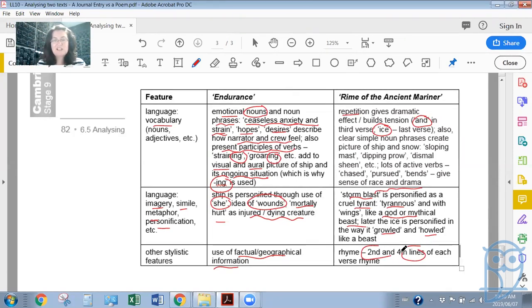Now, we've come to the end of our session, but the whole point of this exercise was to show you how you have to look very, very closely at language, whether it's in an extract or in a poem. You're doing the same thing. You are looking at language and the effects it creates and how it provokes thought.